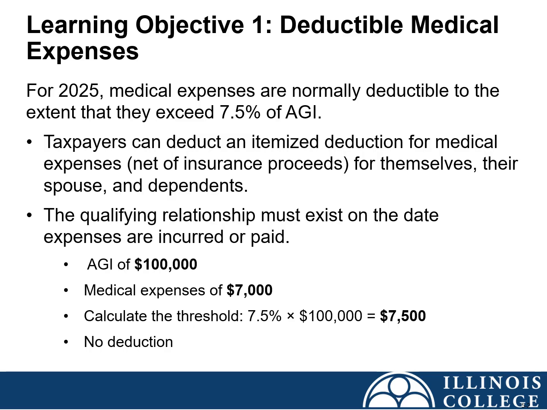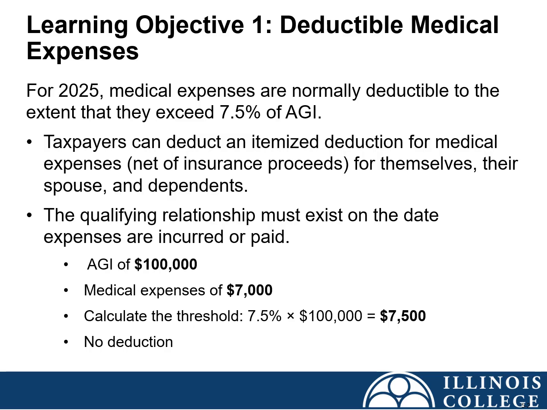So let's talk about a quick example, because this is where students usually get confused. Let's suppose a taxpayer has AGI of $100,000 and they have medical expenses of $7,000 during the year. So first thing we want to do is calculate the threshold, and that threshold, as we said, is 7.5% of AGI. Their AGI is 100,000, so we're multiplying 7.5% by 100,000, and that gives us a threshold of 7,500. So in this case, the taxpayer's medical expenses of $7,000 do not exceed the threshold, and that means they're not going to get a deduction for medical expenses.